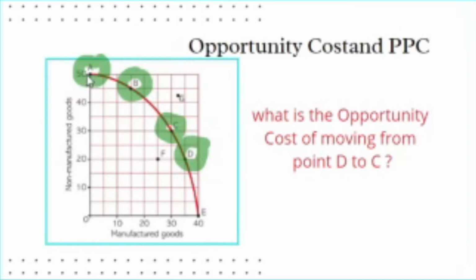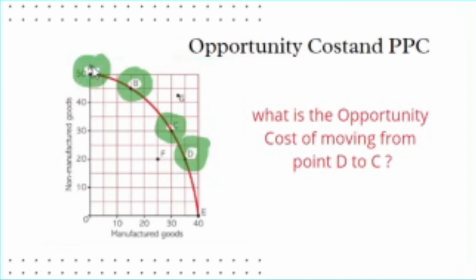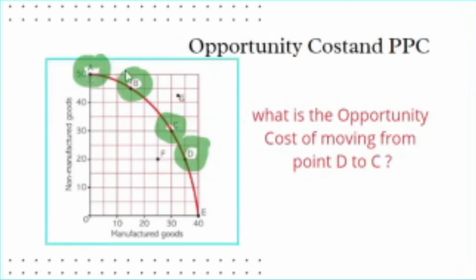So if you fully employed all your resources for non-manufactured goods, we can produce a maximum of 50 units, and if you fully allocate all the resources for manufactured goods, we can produce a maximum of 40 units. Now let's assume somebody started the production at point A. At point A, we do not produce any manufactured goods, we produce only non-manufactured goods. Then this economy is trying to move from point A to point B.